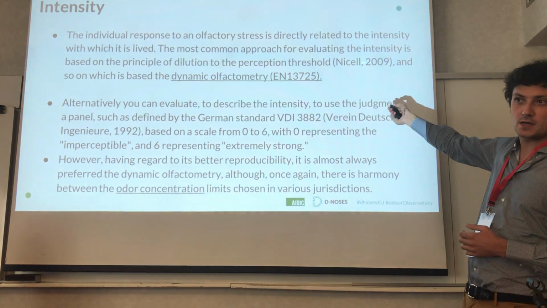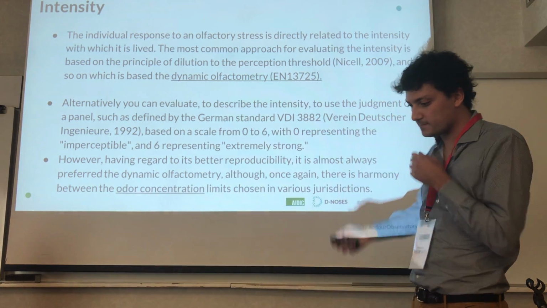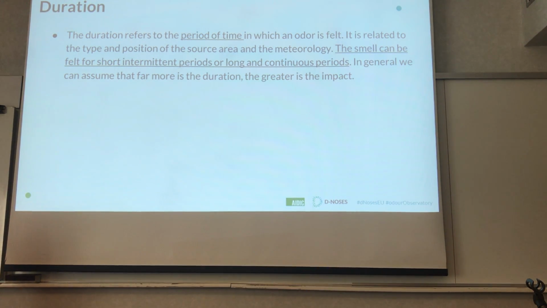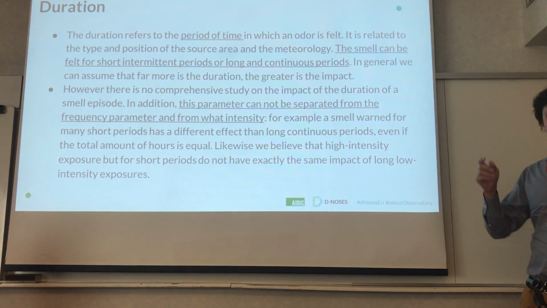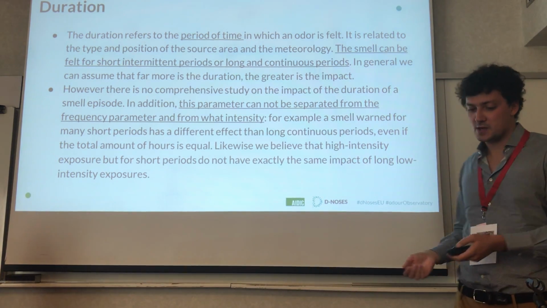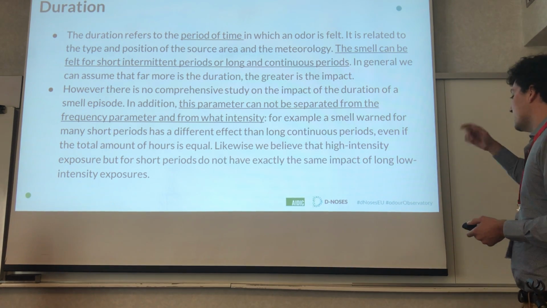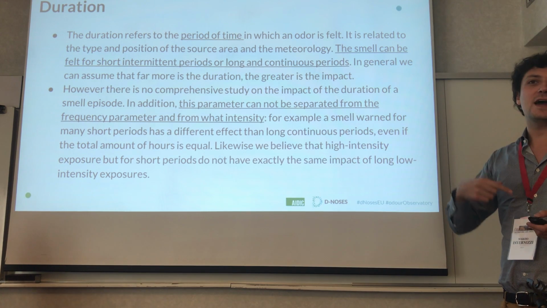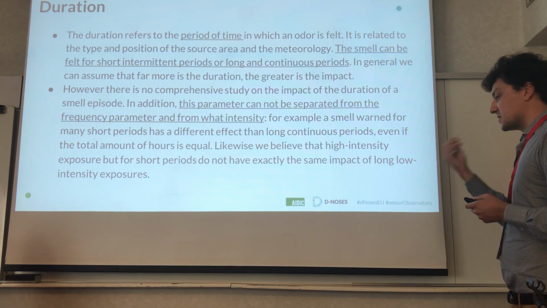Also, this is a very good paper which talks a lot about all these parameters, so if you are more interested, you can read it. The duration is about how much time I perceive an odor, because if I feel an odor for a lot of hours, it's worse than if I feel it only for 10 seconds in a whole year. The duration is also considered in the legislation, because usually the laws say to assess the 98th percentile of the odor concentration at the receptor with an atmospheric dispersion model, with an averaging time of 1 hour. So the duration of the odor perception at the receptor is somehow considered.